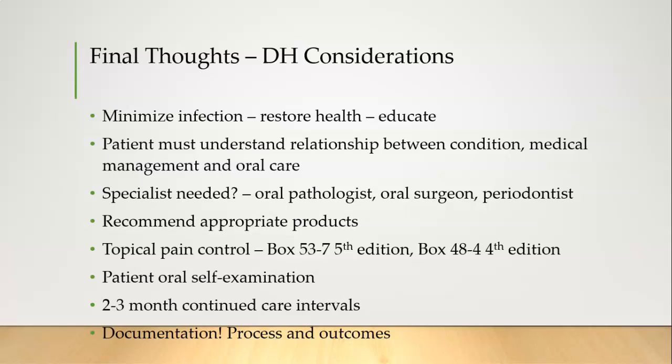Because that might even be a bigger issue, is that their medication is having some oral manifestation. And then specialists: is a specialist needed? Is something happening where they actually need to see a pathologist and have something biopsied, or see an oral surgeon or a periodontist? And then we want to recommend appropriate products. And then I want to revisit this topical pain control. Earlier, when we were talking about oral manifestations from some autoimmune conditions, it said we may recommend topical pain control. Well, if you look in box 53-7 in your 5th edition or box 48-4 in the 4th edition, it outlines that. So make sure you look at those in the textbook.